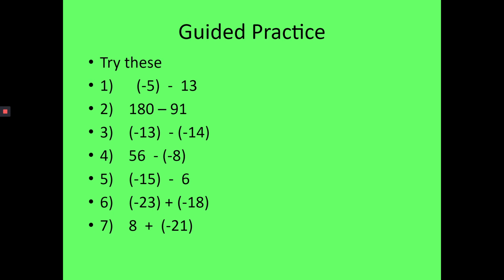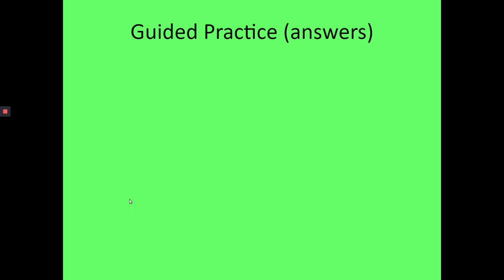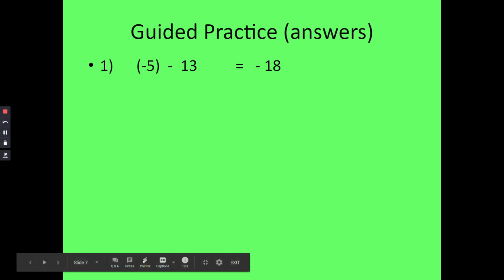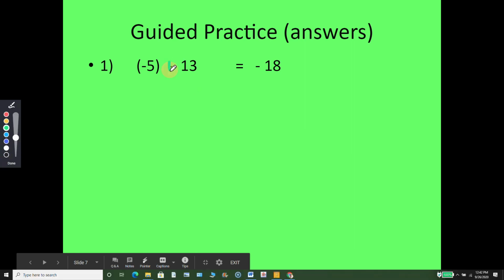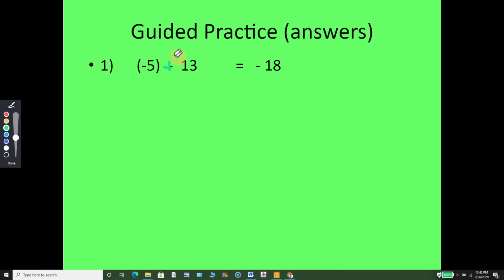Okay, so hopefully you tried these all on your own. That's an important part of learning. And here's all the answers. Okay, so number 1, negative 5 minus 13. That's going to be negative 18. Okay, reason why? Just to go over a couple of these, I'm not going to go over every single one. But the minus sign becomes a plus, right? 13 becomes negative. So it's like adding two negative numbers.